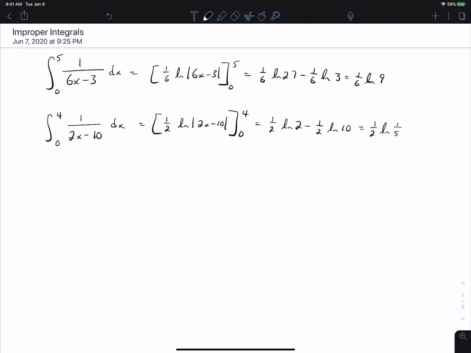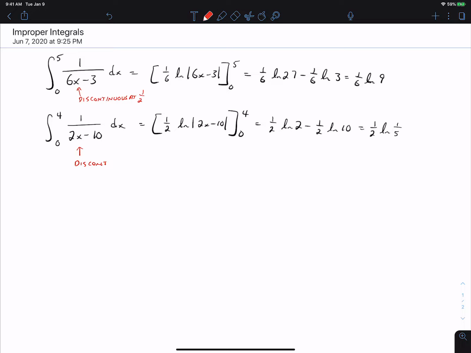Okay, so when you're looking at it, it's not obvious which one's incorrect. There's not a computation mistake, or at least I hope not. There's the division that we're doing when we do 27 divided by 3 and 2 divided by 10. That's allowed because of the properties of logarithms. The issue is that the integrand, the thing inside the integral on the first problem, is discontinuous at 2. Oh, I'm sorry, at 1/2. And the one on the bottom is discontinuous at 5.